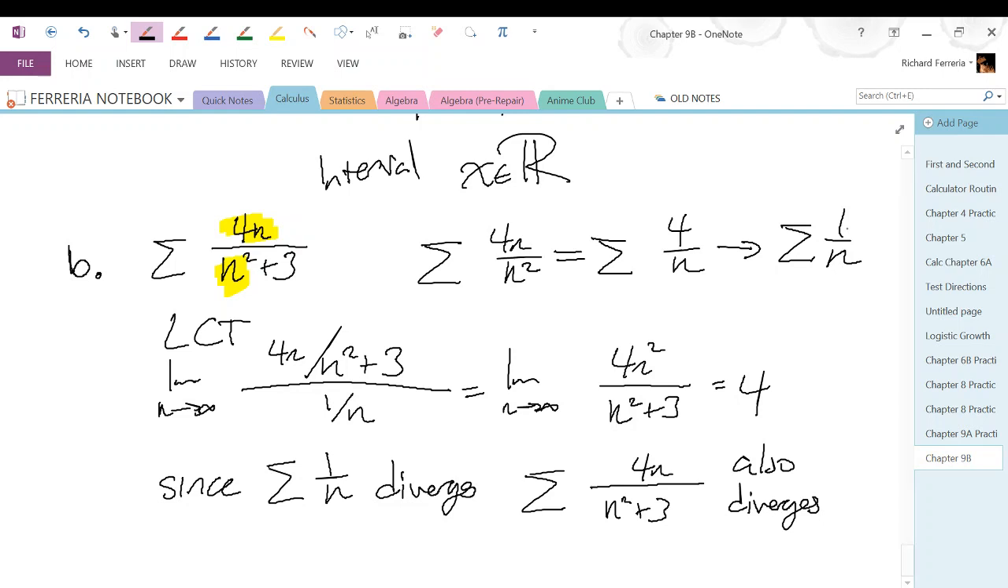So if it was an n next to the number, it makes it useless. No, we're looking for the lead term, the highest ordered term.